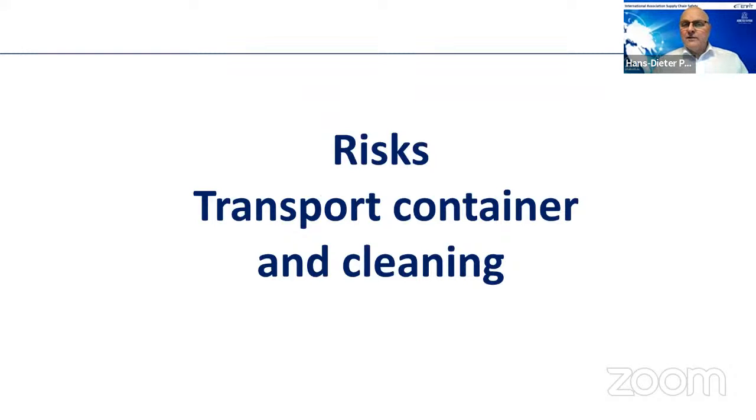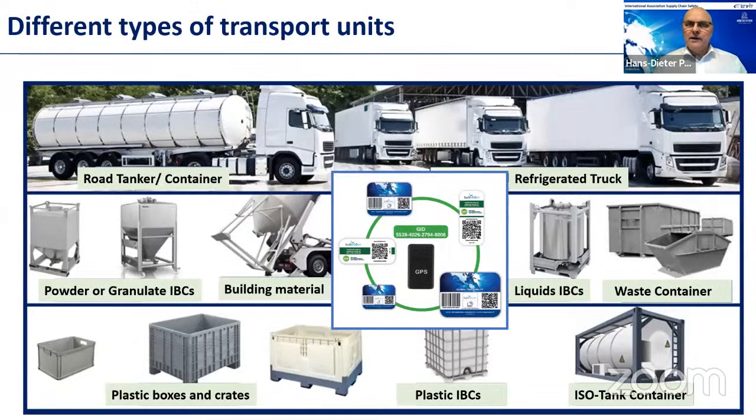One of the risks is the transport container itself and the cleaning of the transport container. Here, for example, I show you some different types: trailers, IBCs, plastic boxes, cooling trucks, refrigerated trucks, and so on, isotank containers. All these different types of transport units are needed for the transport of different types of goods. Is it a liquid? Is it a powder? Is it granular? Whatever. And it depends on that how the companies can work in the factories with these materials.